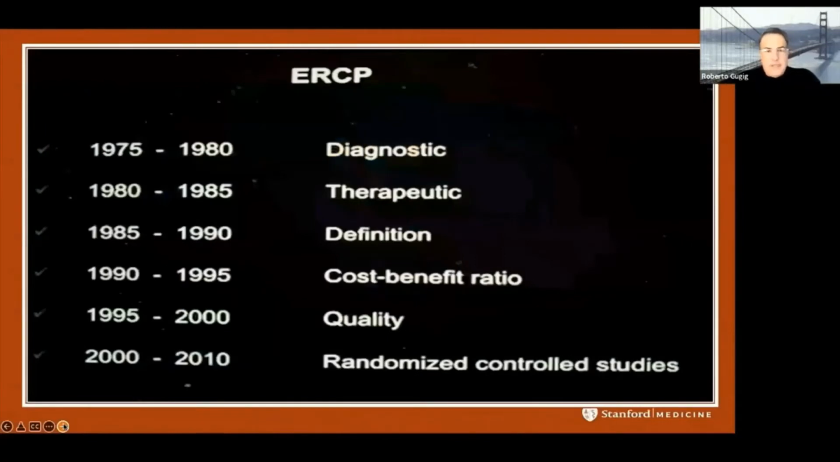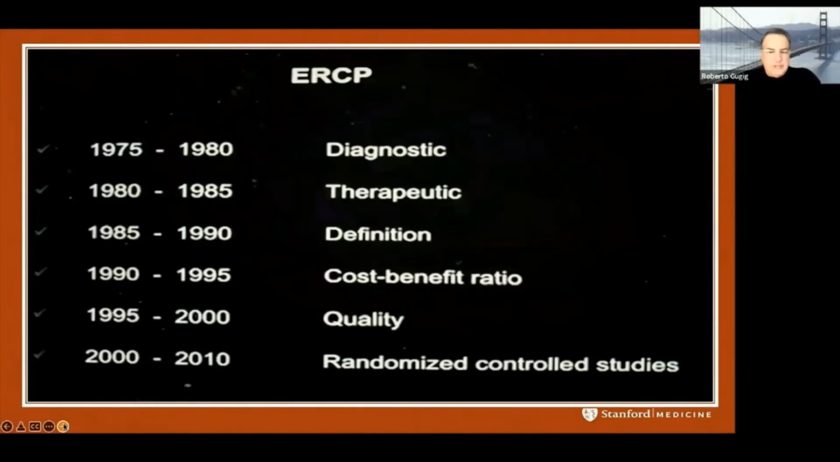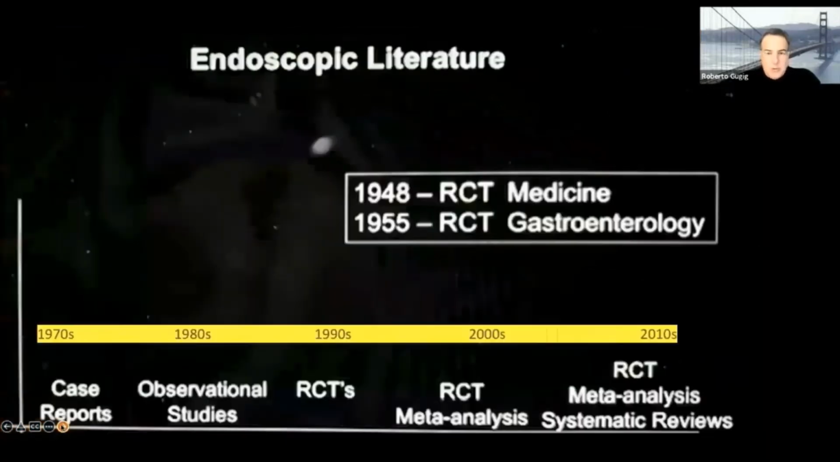So we've gone through a very long transition with the ERCP, going from diagnostic to therapeutic, then working on definitions, cost-benefit ratio, quality, and it wasn't until the 2000s that we started doing randomized controlled trials. So there's partly the explanation of why there are so many things we do not know about. And really, if you look at the trajectory, we started with observational case reports in the 70s, and it wasn't until the 2000s that we really did meta-analyses and systematic reviews. Compare that to medicine and gastroenterology, and you can see that we've really come a long way until we actually have some usable data to provide recommendations.